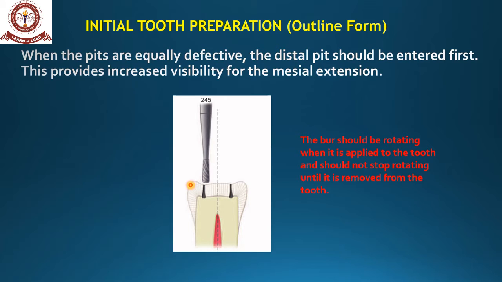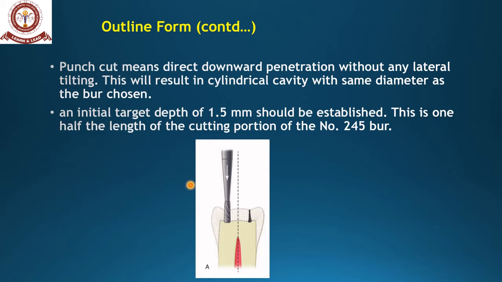And one more important clinical point is that the burr should be rotating when it is applied to the tooth and should not stop rotating until it is removed from the tooth, because if you stop rotating in between, it will create some cuts or unnecessary rough marks in the tooth structure. The cavity will not be smooth. So punch cut means direct downward penetration without any lateral tilting.